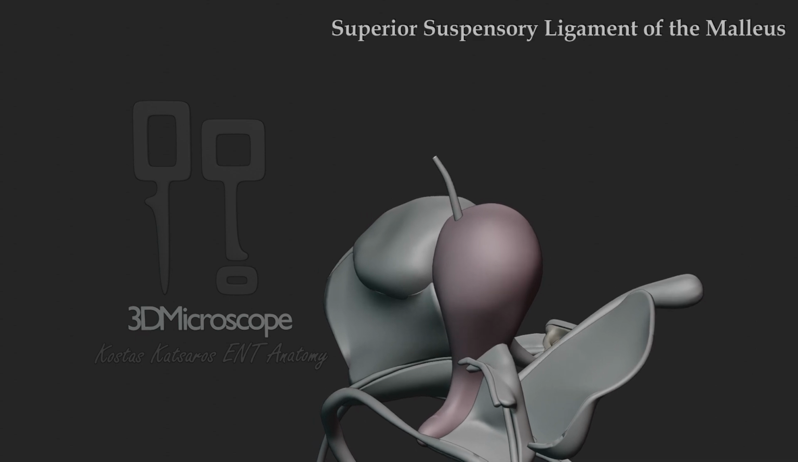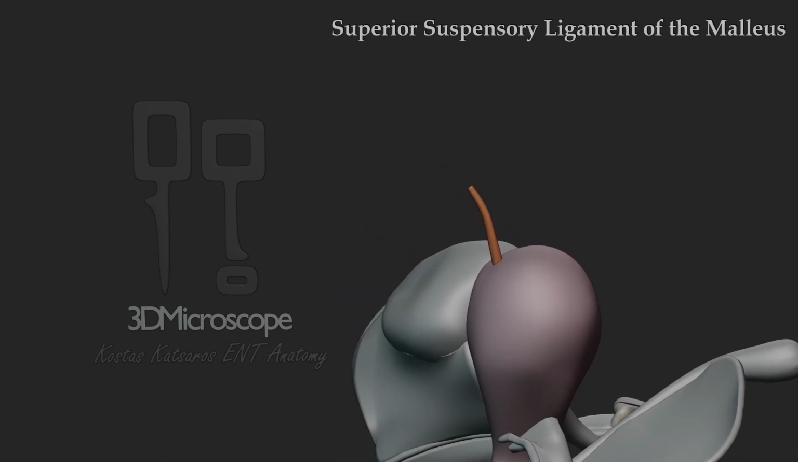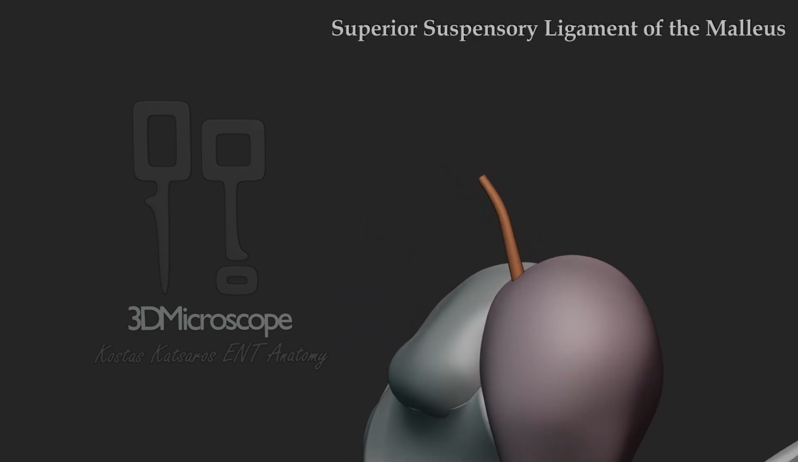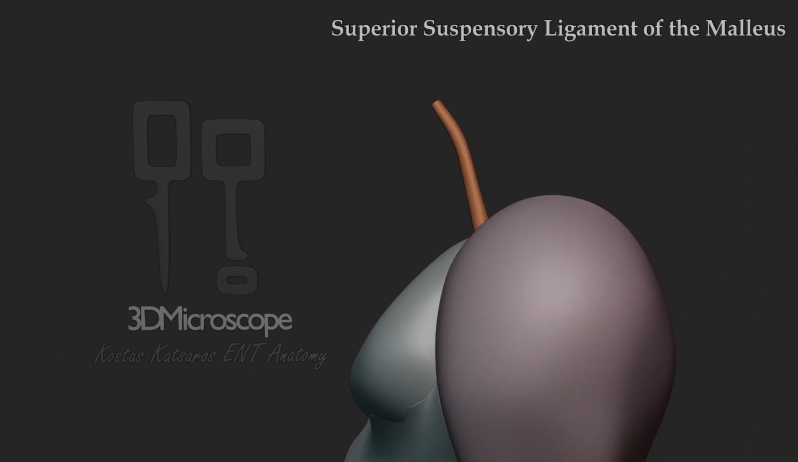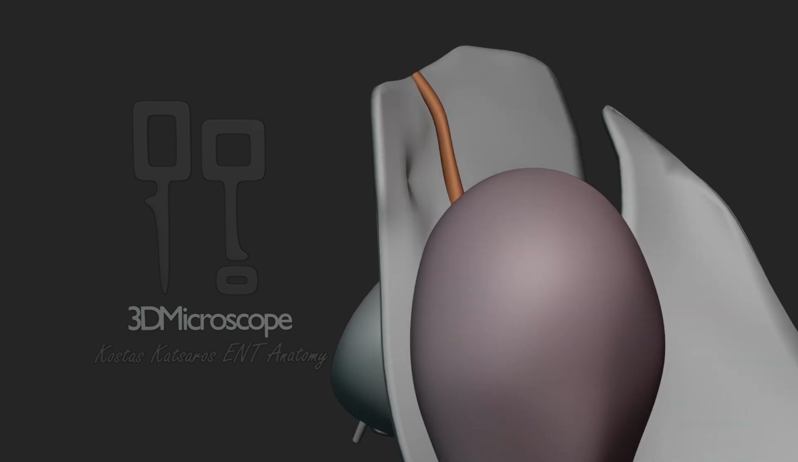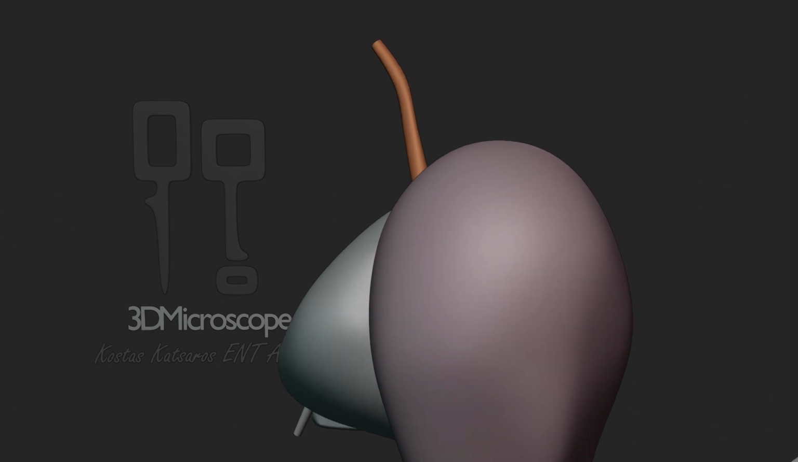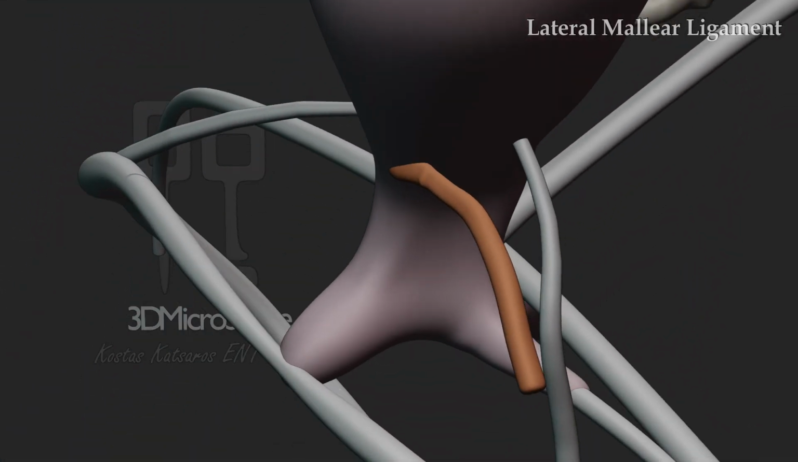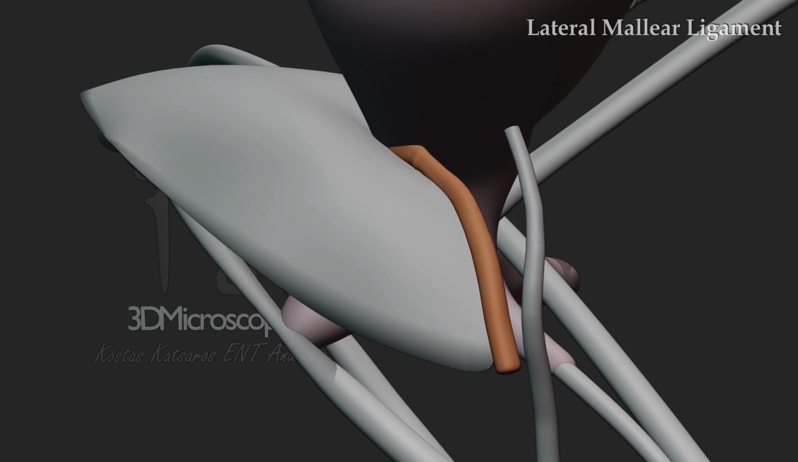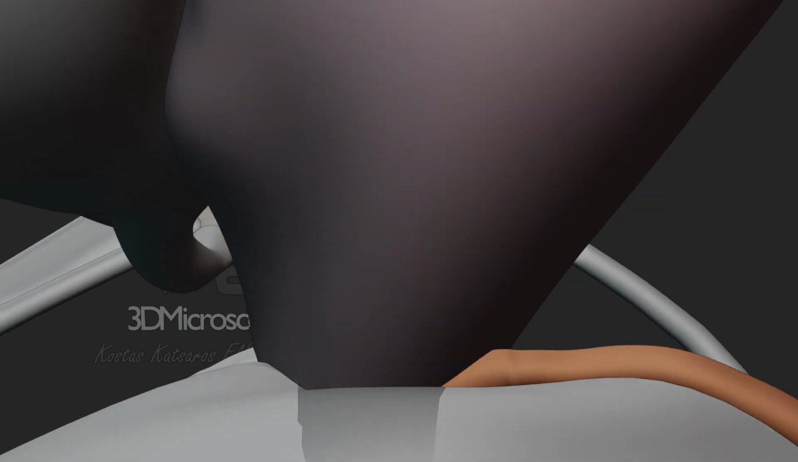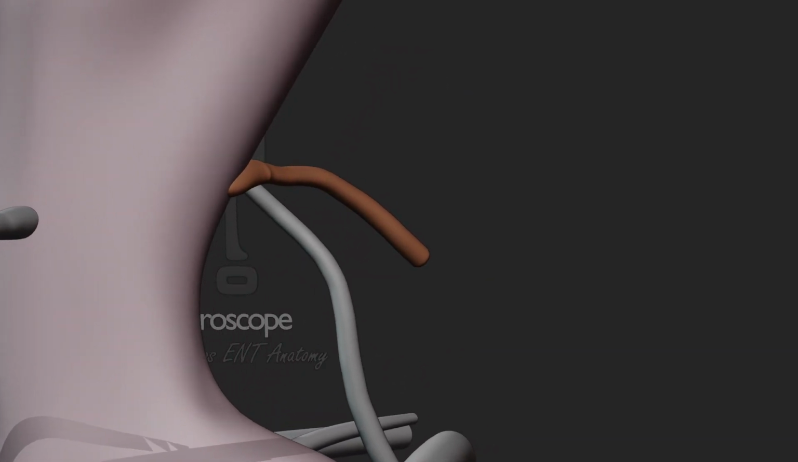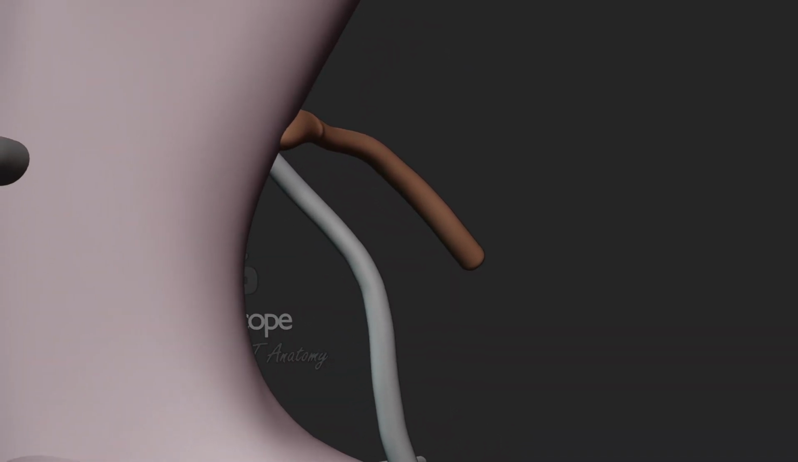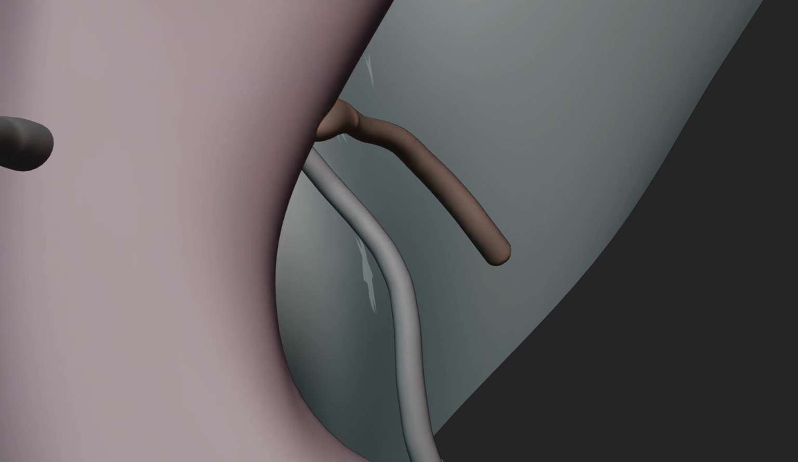The superior suspensory ligament of the malleus extends from the tegmen to the head of the malleus, giving connective tissue support to the superior mallear fold. The lateral mallear ligament hangs in the middle layer of the lateral mallear fold, giving structural support to the anteriormost strong portion of this fold. Medially, it is attached to the neck of the malleus and laterally to the scutal rim.